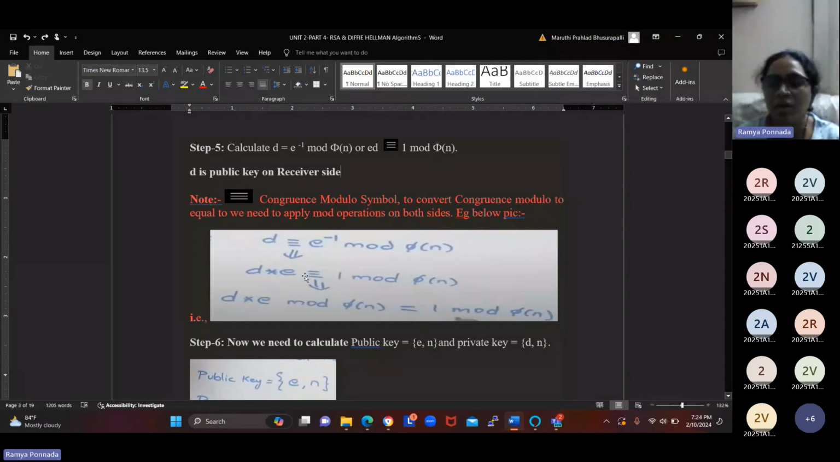So that congruent is going to become equal. Why has it become equal? Because this modulus operator, mod phi of N, is also applied onto your left hand side, which is going to be equated to the right hand side. So this is how you have obtained step number 5. Is it clear? Steps 4 and 5 are clear.